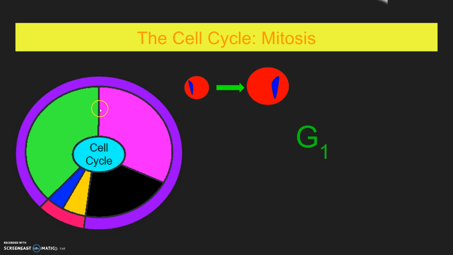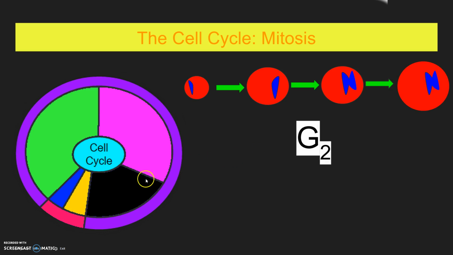So after that, the cell is going to enter into the S phase. It's going to be represented by this pink section here. The S is going to stand for synthesis, and as we see here, the one chromosome is changing into two. It's duplicating, synthesizing. So finally, it's going to enter into the last stage, the G2 stage in interphase.